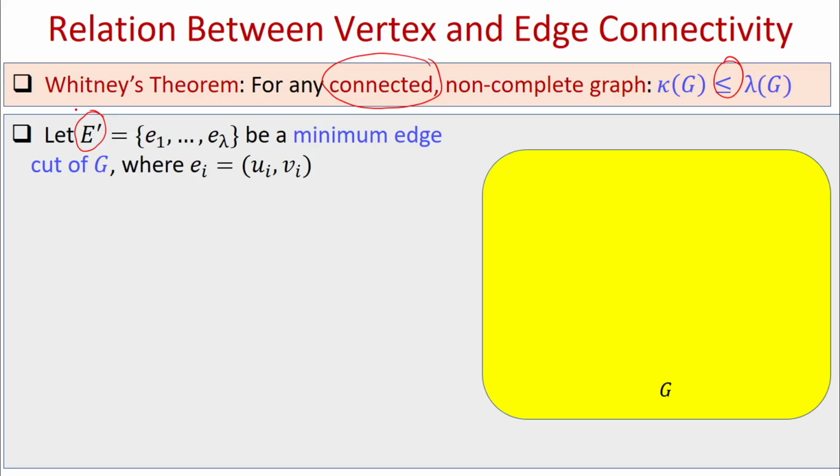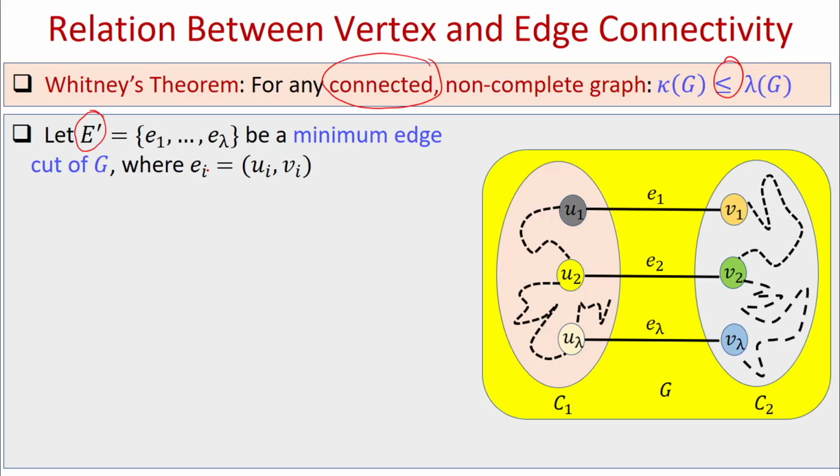Okay, that means if I remove the edges E1, E2, up to E lambda from the graph, my graph gets disconnected. Say the endpoints of the ith edge Ei are Ui, Vi. So these are the endpoints of the edge Ei. You can imagine that if I remove the edges E1, E2, up to E lambda from my graph G, I get two connected components, component C1 and component C2.